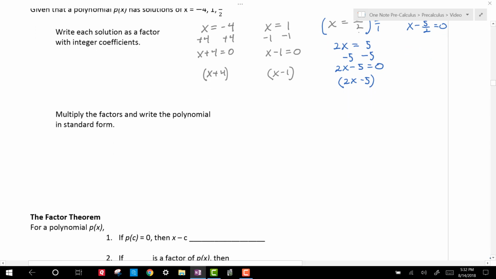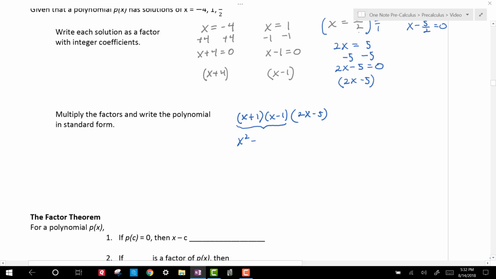The next step says to multiply the factors and write the polynomial in standard form. So all I want to do now is multiply these: x plus 4 times x minus 1 times 2x minus 5. We don't do all three at once. It's a lot easier if we just start with two of them. So I'm going to start with these two here. This is going to be x squared minus 1x plus 1x.